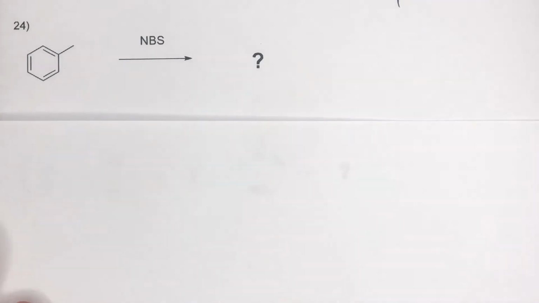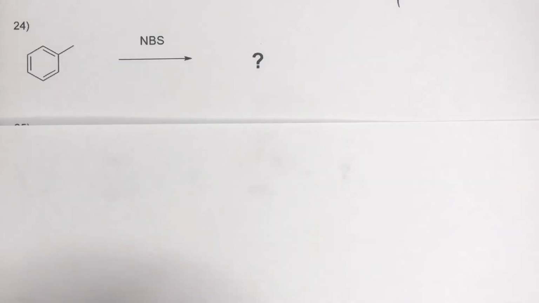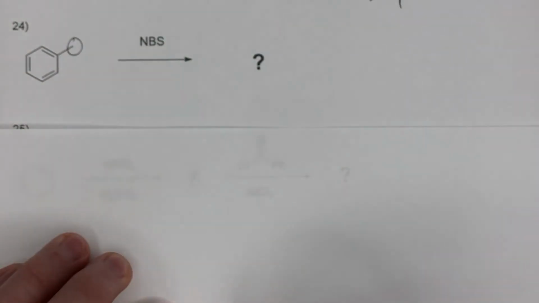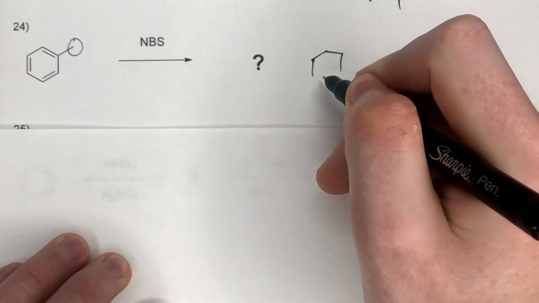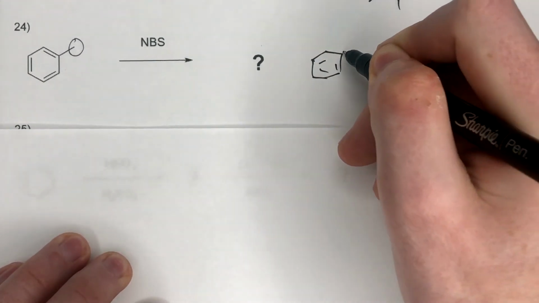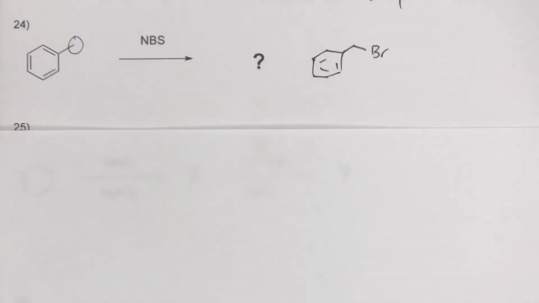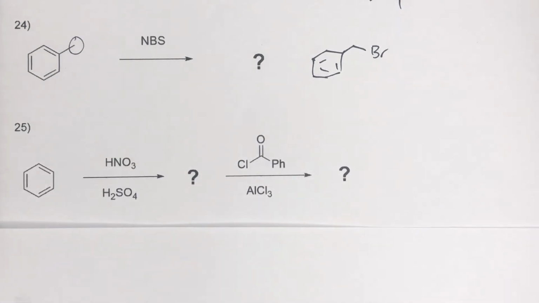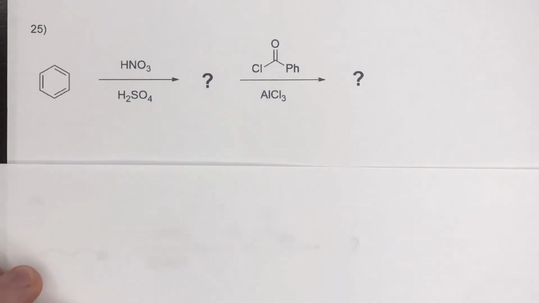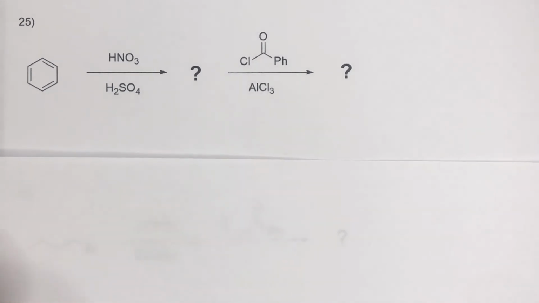NBS is an allylic and benzylic brominator, so it's going to add a bromine at that position. This is extremely useful because you can now create a very good electrophile for SN2 or some other reaction, or maybe even elimination. In this case, elimination is impossible, but the main point is NBS can be used to transform unsuitable electrophiles into better electrophiles. Okay, let's move on to 25.